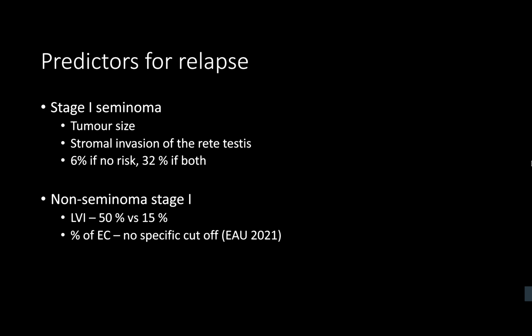For non-seminomatous germ cell tumor, the main risk factor is the presence of lymphovascular invasion, the presence of embryonal carcinoma elements more than 50%, or if the proliferation rate is more than 70%. So this will increase the risk of relapse up to 50%, while the overall risk of relapse in non-seminoma is around 30%. Okay, well done.